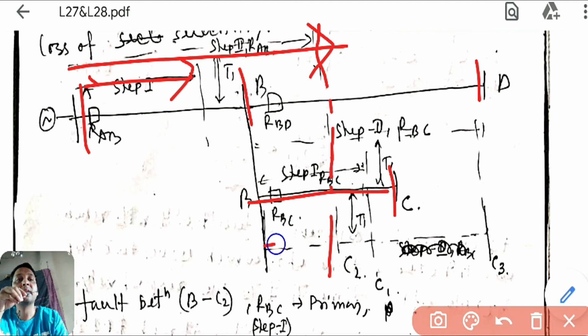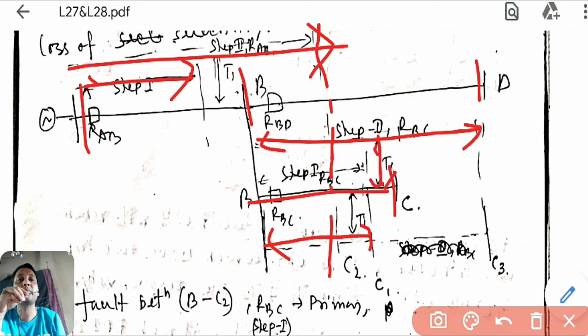Now what is the first step of BC? This is the first step of BC. BC1 is the first step of BC. And what will be the second step? The second step will go a little bit higher: BC plus 50% of the next line, but with an intentional time delay T1. Now you can think, if there is a fault in the BC1 section, your BC1 is the primary and it is coming under the second step of the RAB. So BC will be the primary, backup will be the RAB.